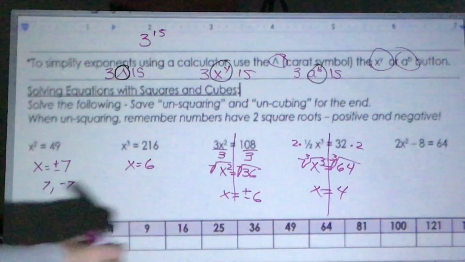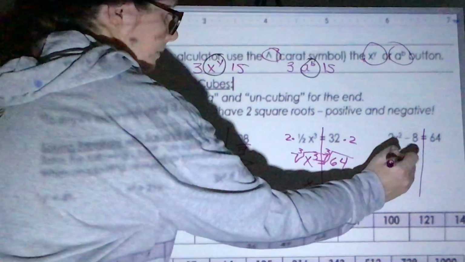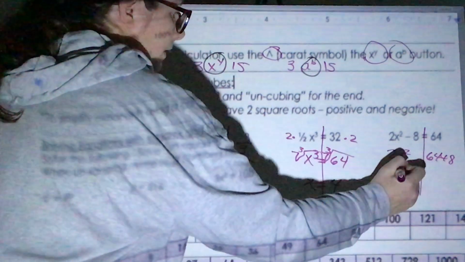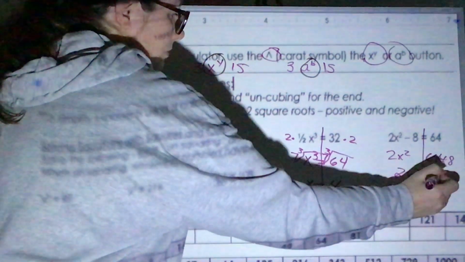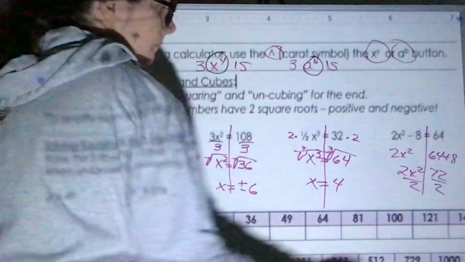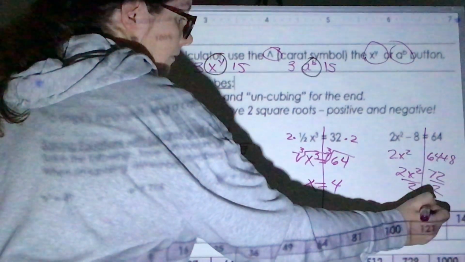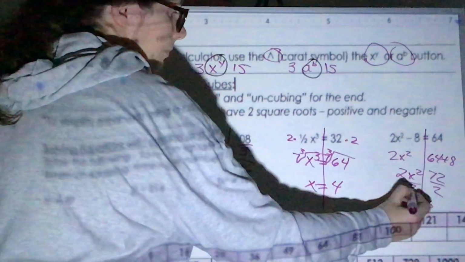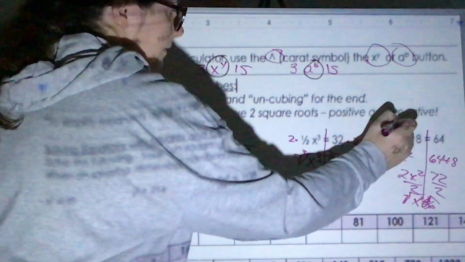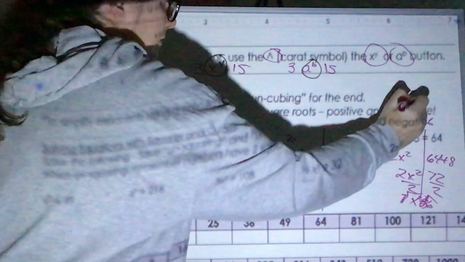My last example, if I draw my line, I want to send over the negative 8 as a positive 8. So I'm going to have 2x squared equals 72. Now I'm going to divide by 2. So I have x squared equals 36. And now I'm going to unsquare both sides. And if I unsquare 36, I get x equals 6 or negative 6, or plus minus 6, however you want to write it.